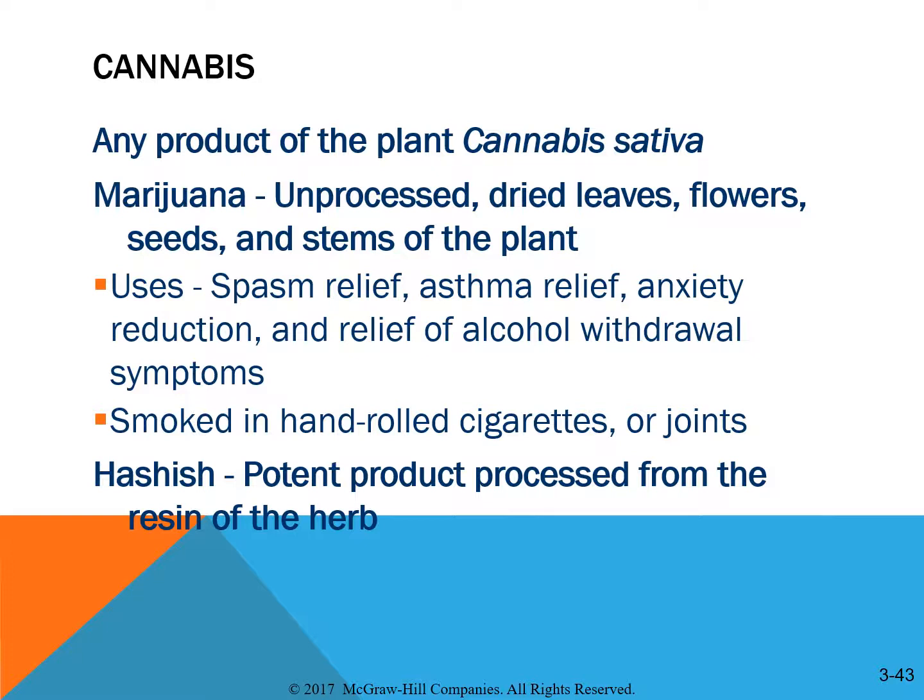Researchers have identified over 300 cannabis products known as cannabinoids. The active ingredient in cannabis is THC, standing for tetrahydrocannabinol. Cannabis grows in most parts of the world.